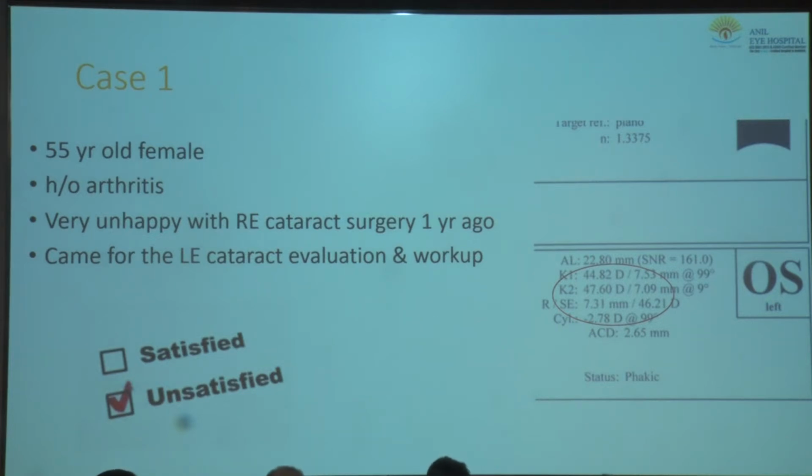Case 1, a 55-year-old female, history of arthritis. She was operated on 1 year ago elsewhere, and she was very unhappy with the earlier surgery. Now she came to us for the left eye cataract evaluation and workup. If you see the IOL Master reading, it shows a cylinder of 2.78 at almost 100 degrees.